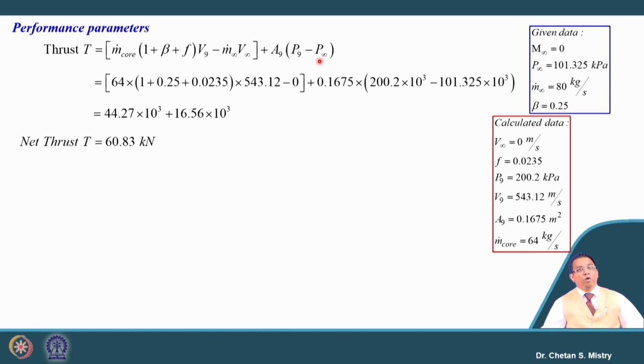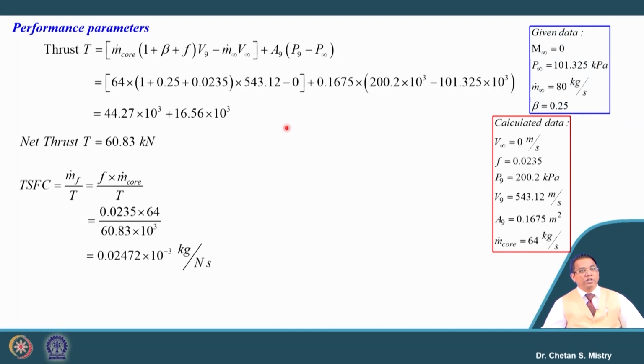Okay. Now, the next component we want to calculate is our thrust specific fuel consumption. That is what we write in terms of fuel air ratio into m dot core divided by thrust, and this number is coming to be 24.72 gram per kilonewton second.